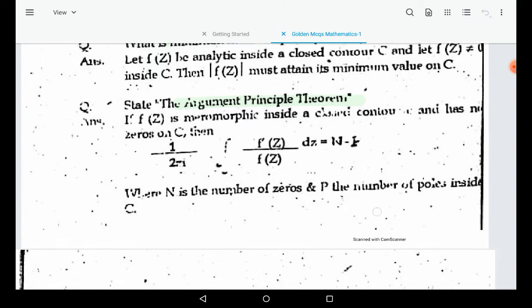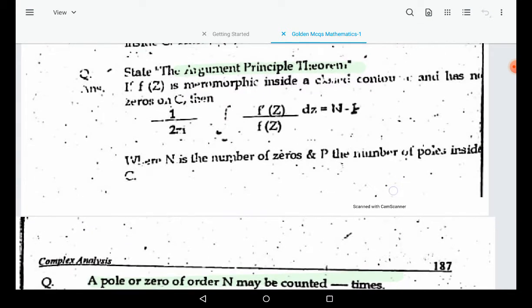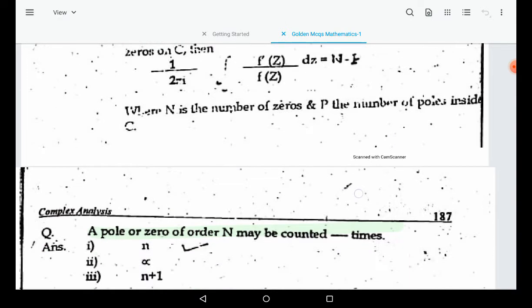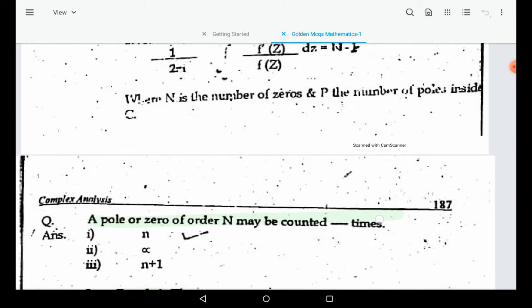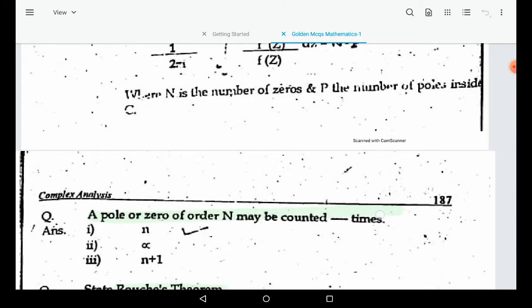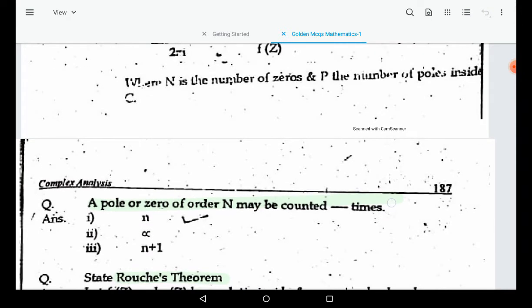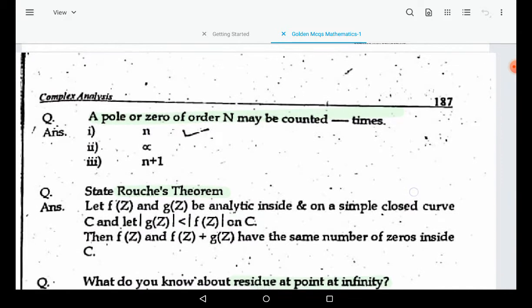State the argument principle theorem. Let f(z) be meromorphic inside a closed contour C and have no zero on C, then 1/(2 pi i) times the integral of f dash(z)/f(z) dz equals N minus P, where N is the number of zeros and P is the number of poles inside C. A zero or pole of order n may be counted n times.